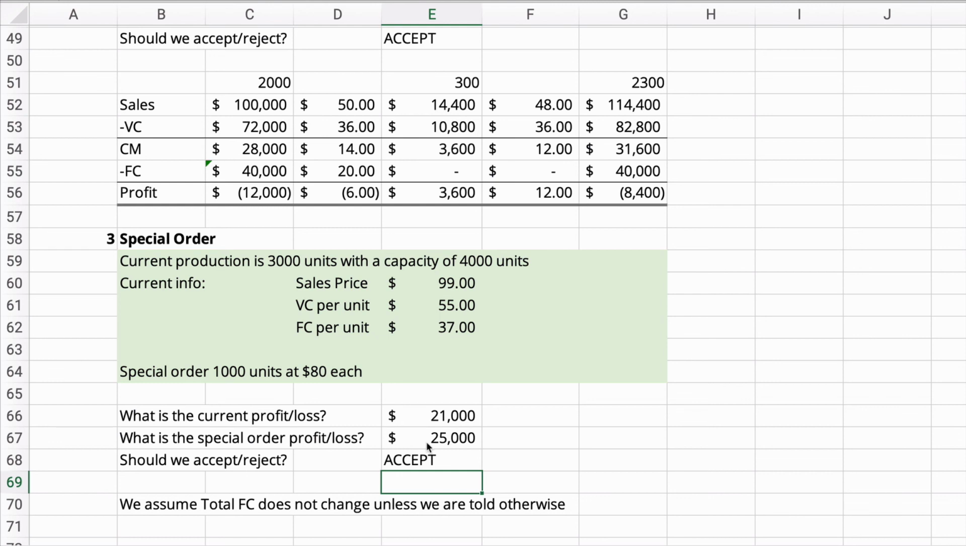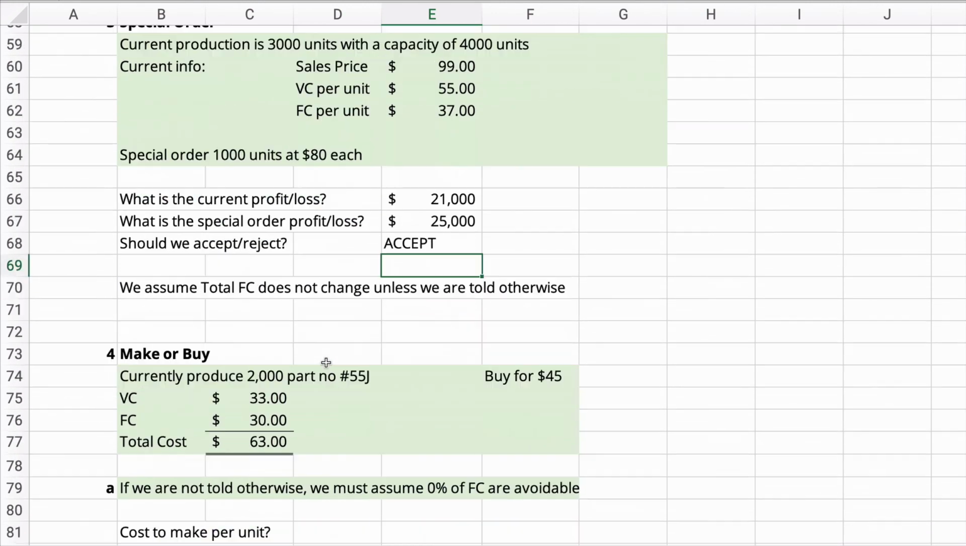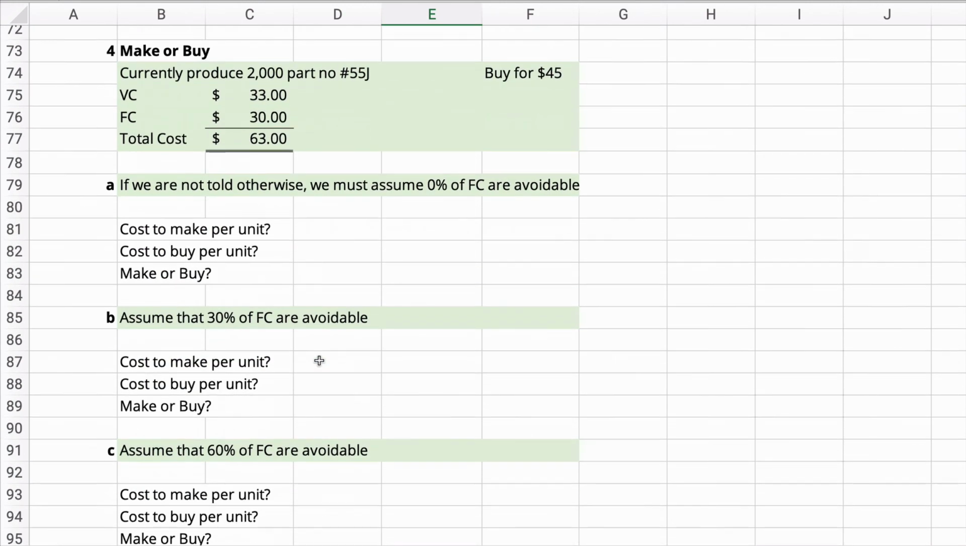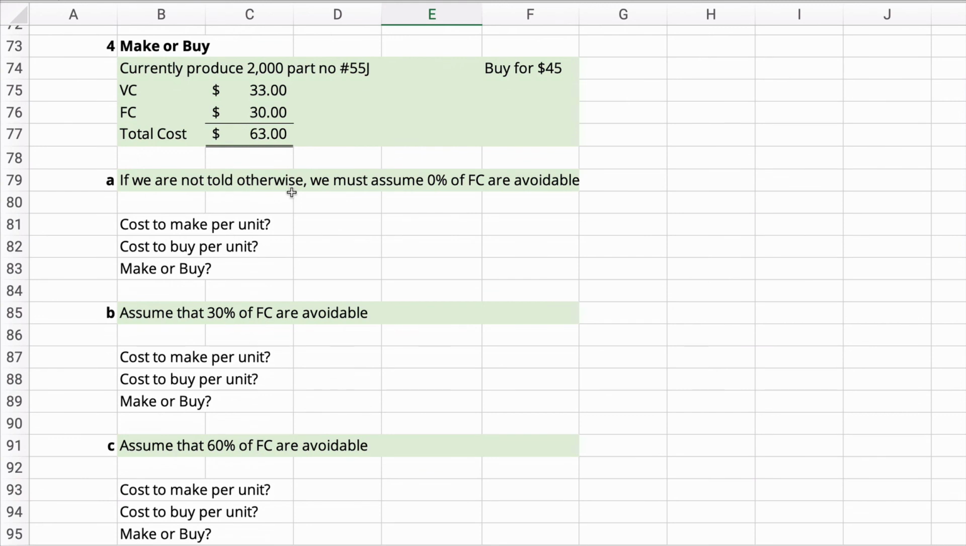Now here's how we think about this. We're going to assume that total fixed cost does not change unless we're told otherwise. So that's the way it works on these special order problems. Now we have a couple more. Let's do one that relates to make or buy. We're going to have make or buy in 3 parts here.